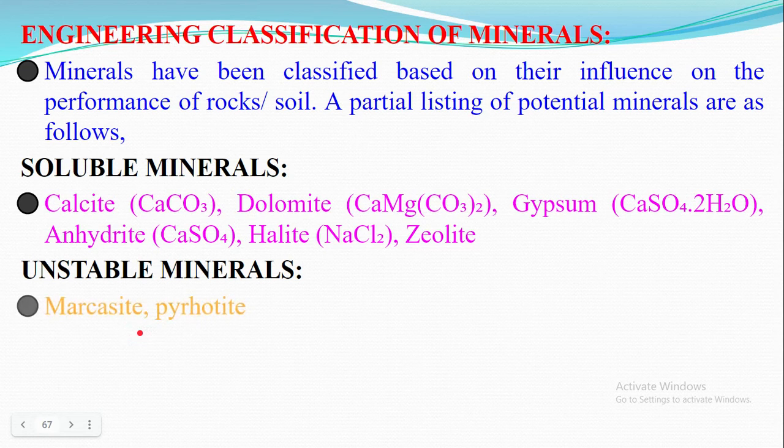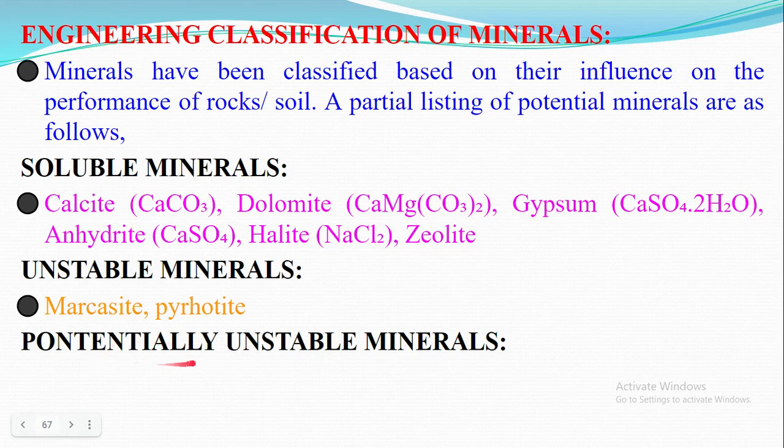Then unstable minerals, marcasite and pyrrhotite. Pyrrhotite is again an iron ore. So these are very unstable. Why are these unstable? We discussed why some minerals are unstable, stable, or more stable. These all depend on the atomic bonding between the cations and anions, how the cations and anions are placed. If there is atomic bonding and there is space between cations and anions, or the anions are very small, and it does not fit accordingly, then this mineral will be unstable. Then potentially unstable minerals.